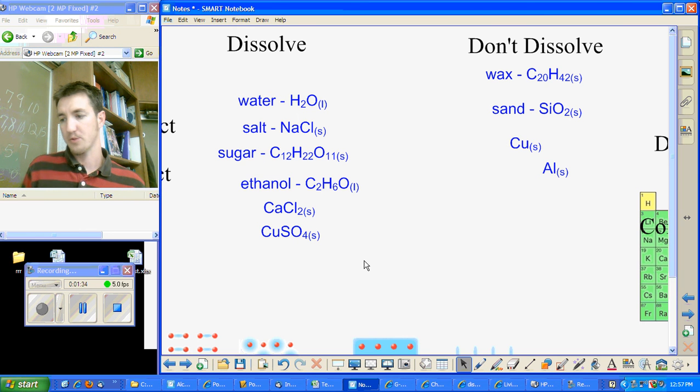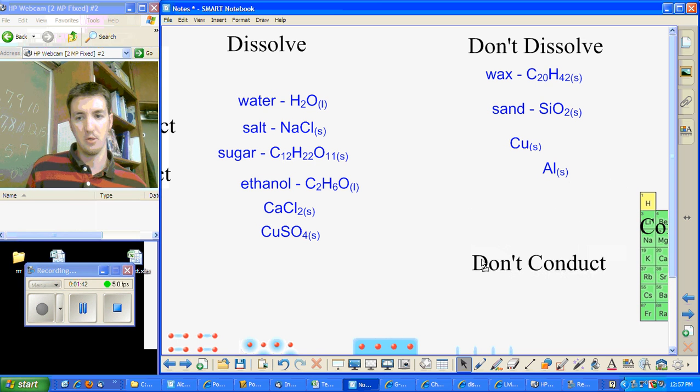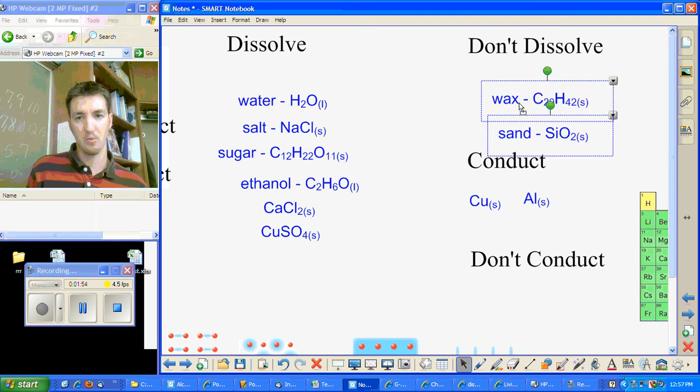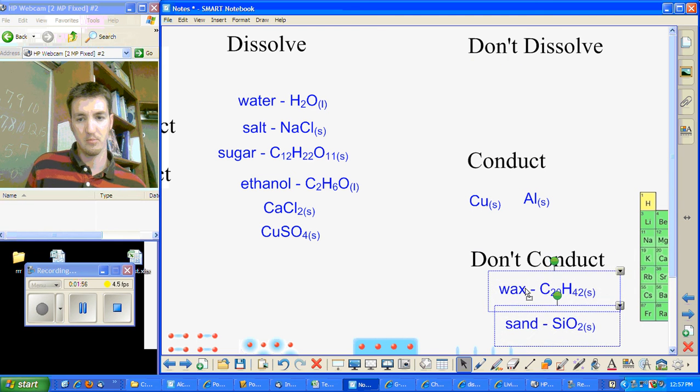So questions on there, things that conduct electricity but didn't dissolve. Looking at these, we have the ones that conduct and that don't. The two that conducted were the copper and the aluminum. The two that didn't conduct were the wax and the sand. So those live on that side.